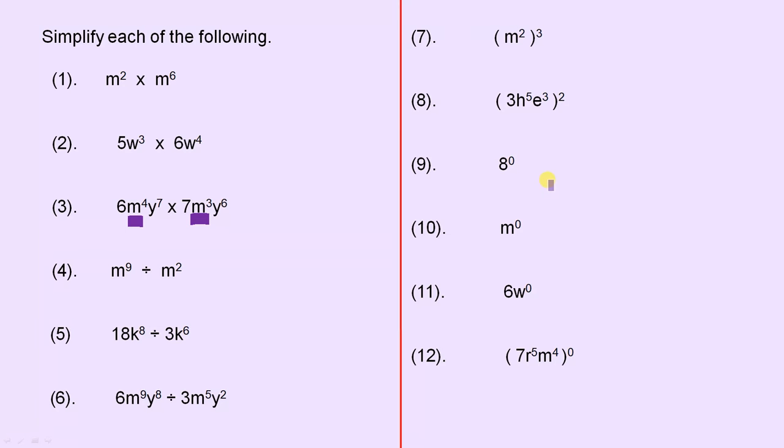And the last rule we looked at was if you have something like this to the power of 0, the answer is 1. And it can also be a pronumeral to the power of 0, the answer is 1. So knowing the rule for each of those should enable you to do those last two.